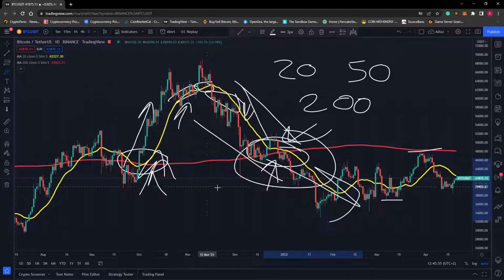Moving averages are essential in regard to trading. Our next topic will be about how to identify buy and sell points, and moving averages play a big part in that. And this is it for today.